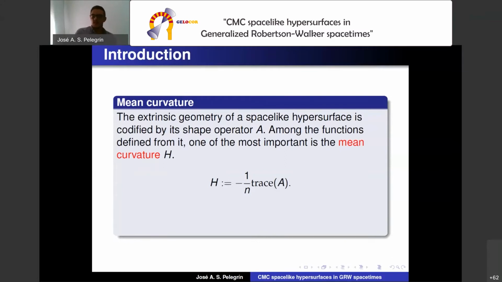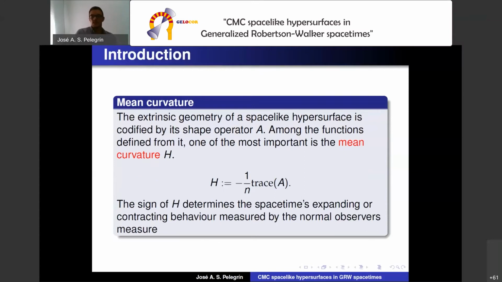And this mean curvature has an interesting meaning in this case, since the sign of the mean curvature determines whether the normal observers, the integral curves of this normal vector field to the hypersurface, measure if the universe is expanding or contracting. In this case, if H is positive, we'll measure an expansion of the universe.